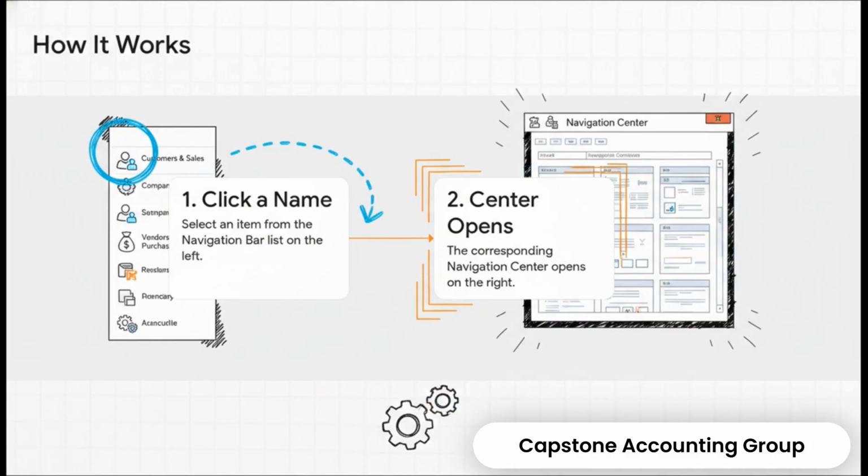You just click a name in that list, let's say you click on Customers and Sales, and boom, over on the right, the main window instantly opens up that entire section. It's a simple cause and effect. You click on the left, you see it on the right.